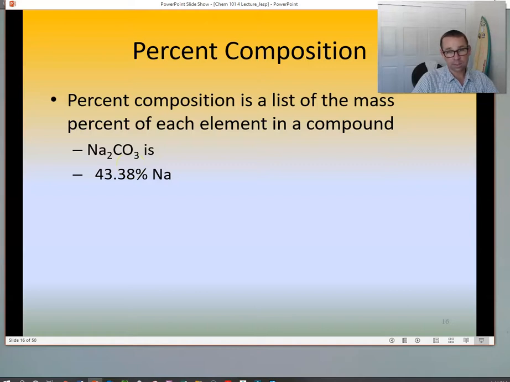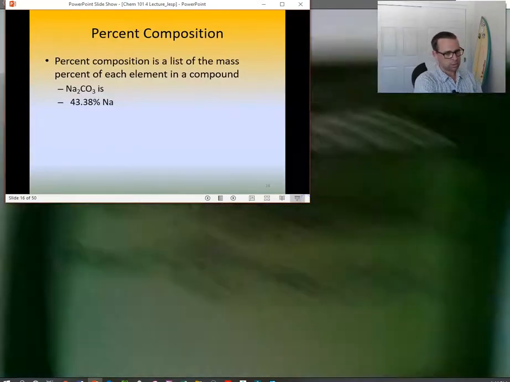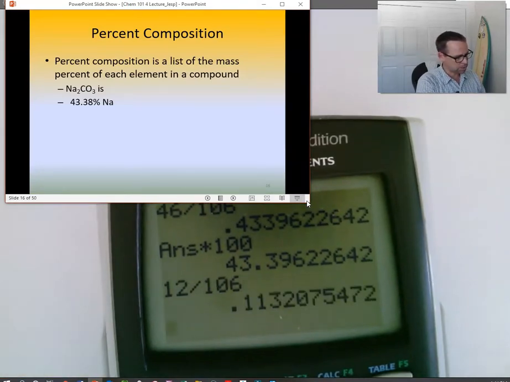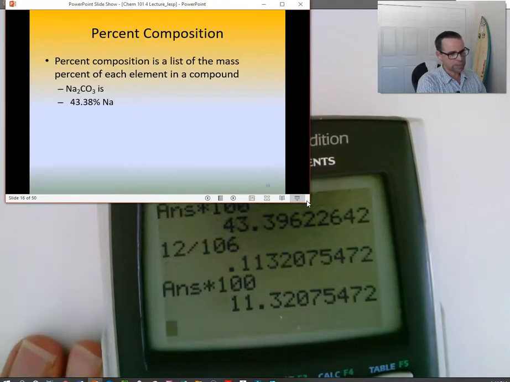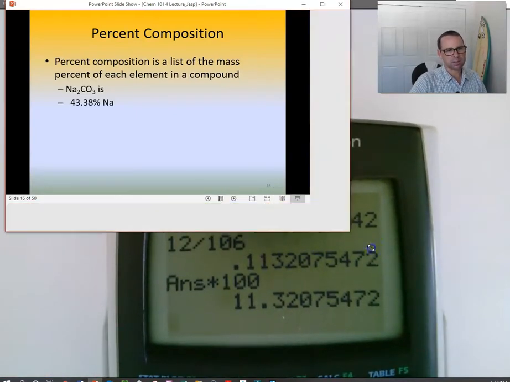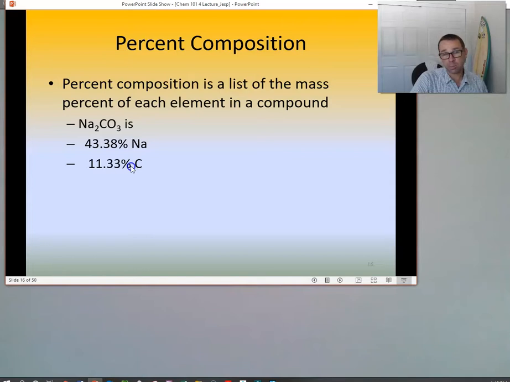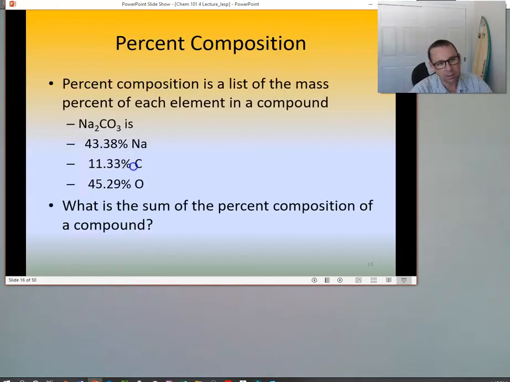So 106 was the total mass. If we take the 12 divided by 106, right? So we take the 12 and say that's the mass that the carbon is contributing. Divided by 106 times 100, there's 11.3%. So it's 43% sodium, 11.3% carbon. And we can do the same thing for oxygen, 3 times 16, that's 48 divided by 106, and we're going to get 45.29%.